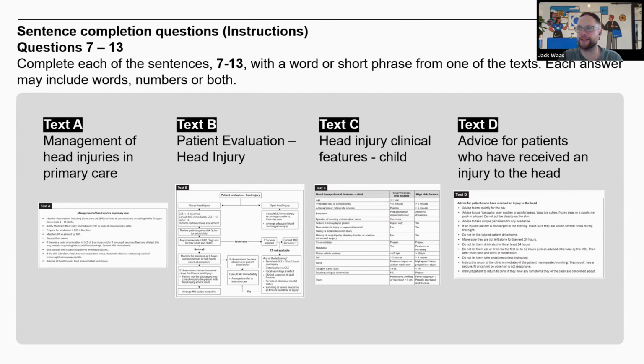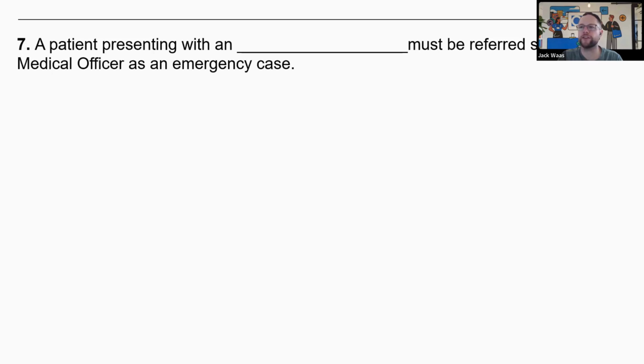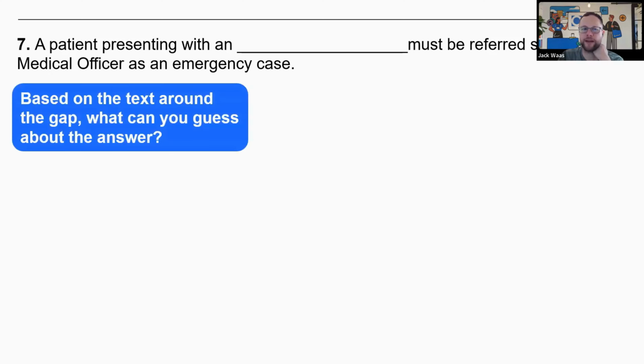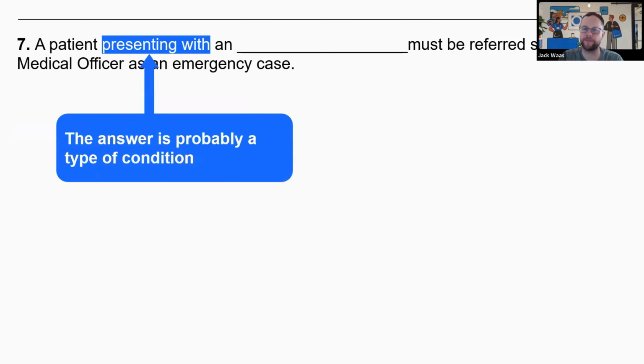Okay, so here we have our text again. For our first one, number 7: a patient presenting with an blank must be referred straight to the medical officer as an emergency case. Based on the text around the blank, what can you guess about the answer we're looking for in the text?